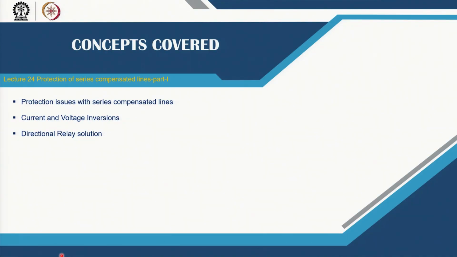So, the coverage in this one will be concepts on the issues with series compensated line from a protection perspective, current and voltage inversions, and how these issues create problems in directional relaying, and what is the solution approach that we will see.